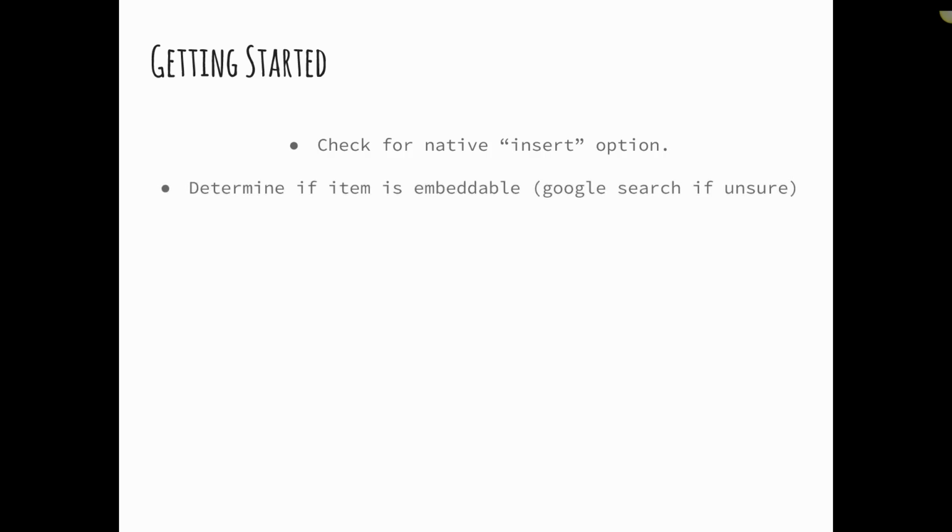So once you check for that native option, if it's not there, you can determine whether the item you're actually trying to embed is embeddable. I don't know if that's the right way to say that, but that's the word I'm going to use.